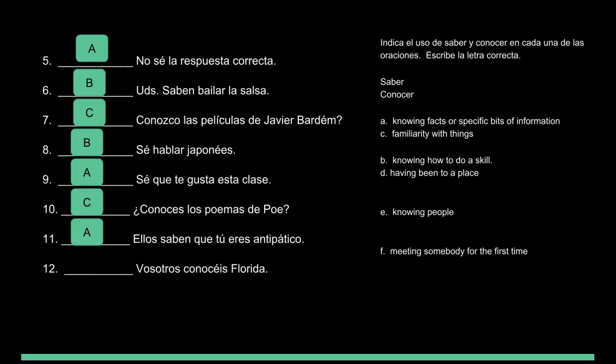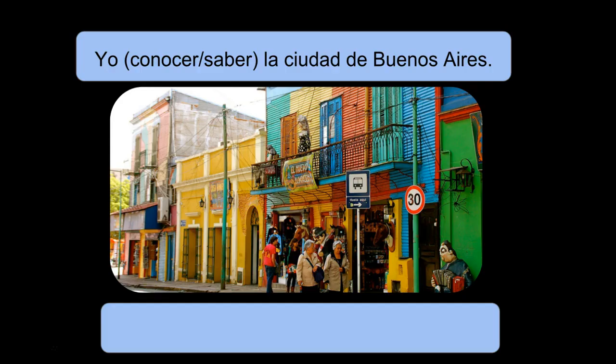Y número 12, vosotros conocéis Florida. You all know Florida. So that's being familiar with the place. So you'd put D. So vamos a poner en práctica. We're going to put this into practice. So this isn't on your cheat sheet. So you're going to pick between conocer and saber.